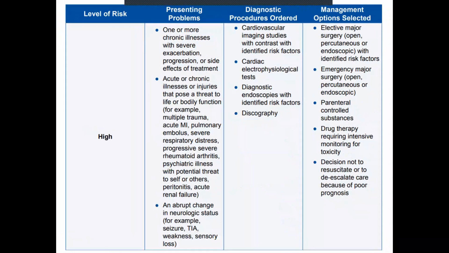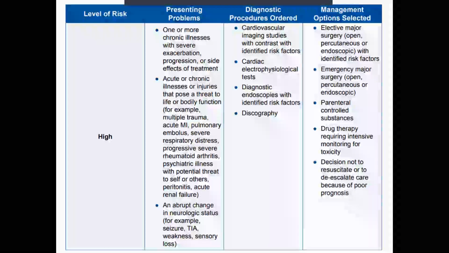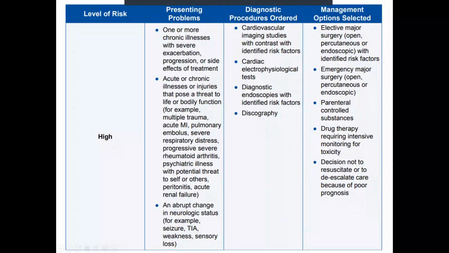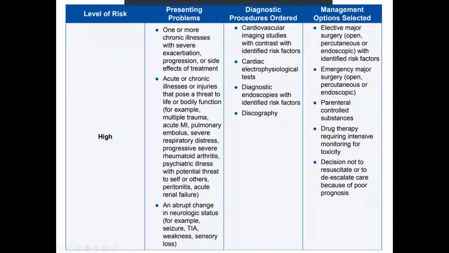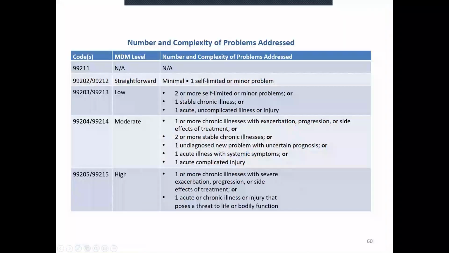And finally, high risk: 1 or more chronic illnesses with severe exacerbation, an abrupt change in neurologic status. If your diagnostic procedures are more invasive, then that's considered high risk. Or if you're moving on to surgery, especially emergency surgery, those are considered high risk.